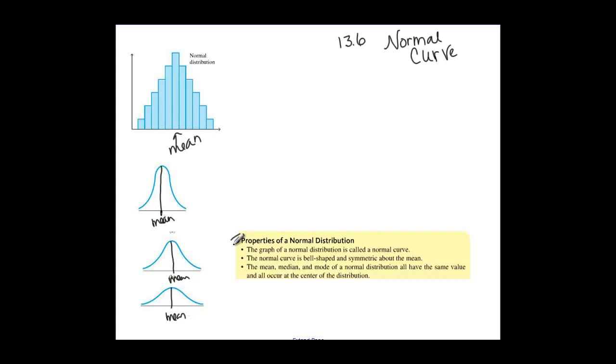And then you can see here some properties of a normal distribution. We say that the graph is called a normal curve. It's bell-shaped and it is symmetric. So if I folded that on the line that I've drawn, you can see that it produces a mirror image. And the mean, the median, and the mode all have the same value. So not only is this the mean, but it's the mean, the median, and the mode. They all occur here at the center of the distribution.